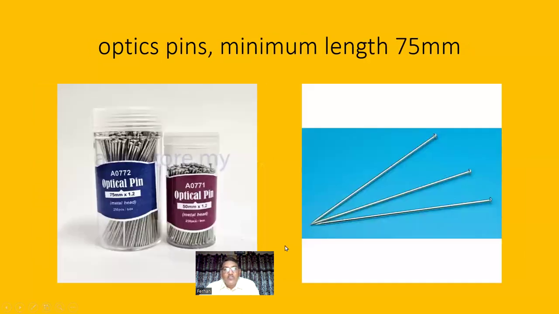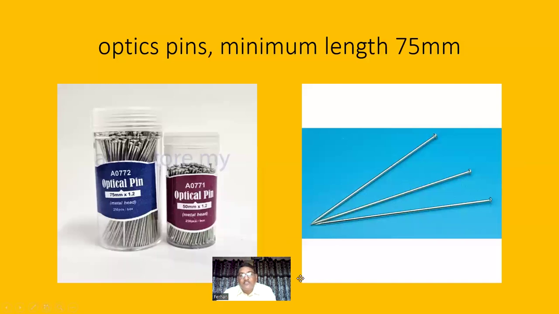Okay. Then we have these optical pins. If you have performed the experiments of reflection or refraction of light in glass blocks or with a plane mirror, you use these optical pins. We can put those pins on the incident ray, on the reflected ray, and on the emergent ray. They are used in the experiments of light, where we observe reflection, refraction and total internal reflection. So these are the optical pins.